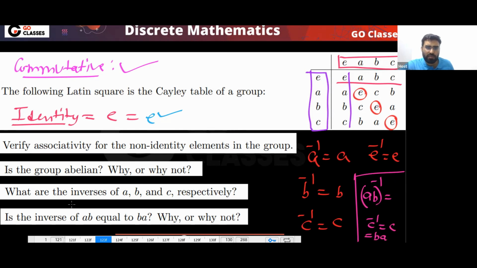So all the properties we have. Is it abelian? Yes, it is abelian. So yes, this is abelian.